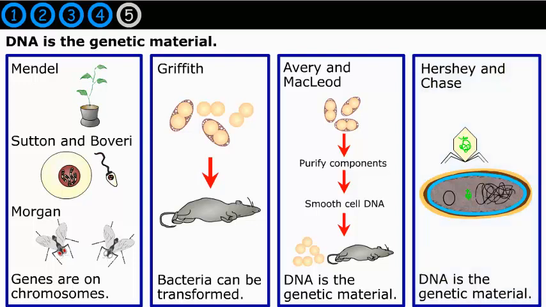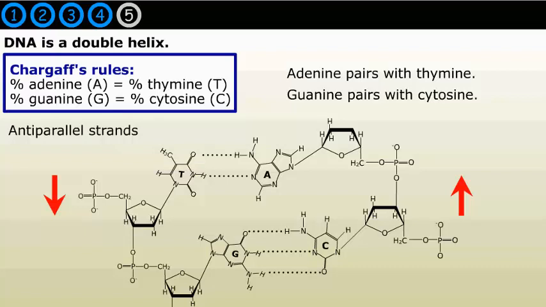Once biologists were convinced that DNA is the genetic material, the next step was to figure out the structure of the DNA molecule. With help from data collected by Franklin, Watson and Crick determined the double helical structure of DNA. Using the width of the double helix and Chargaff's rules, Watson and Crick found that the nucleotides pair in a very specific way. Adenine pairs with thymine, and guanine pairs with cytosine.